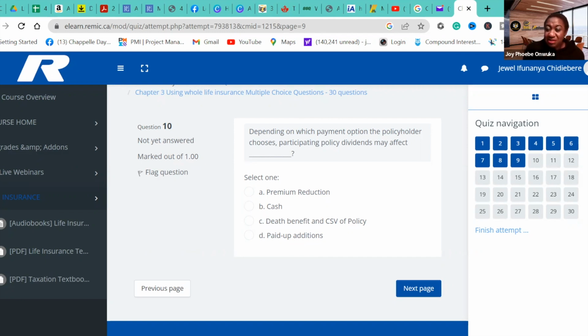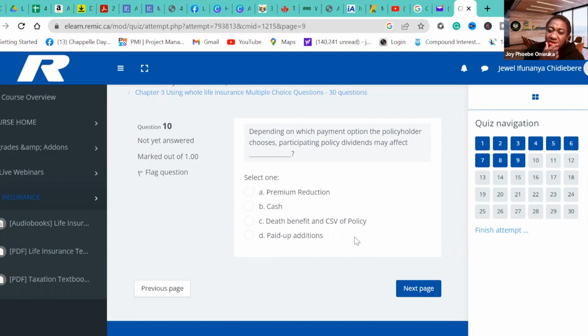Participating policy dividend. Remember, a participating policy is a policy that pays dividend, right? So the dividend may affect premium reduction, cash, death benefit and cash surrender value of the policy, paid up addition. So again, this is one of those questions that I would really love if Remy could reward them in a better way for understanding purposes. Because you're telling me, depending on which payment option the policyholder chooses, there are different payment options. Okay, yes. Then participating policy dividend may affect.